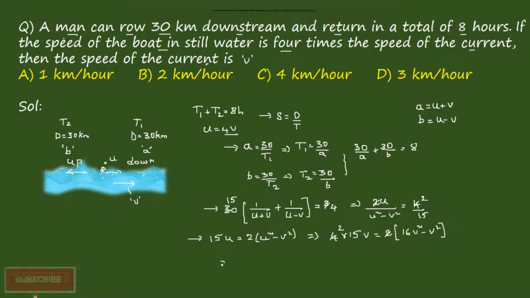Then you get 2 into 15v is equal to 2 into 15 v square. Here v square and v get cancelled, 15 gets cancelled. Then we get the value of v is equal to 2 kilometers per hour. They ask for the speed of the current, which is v. So the answer is option B.